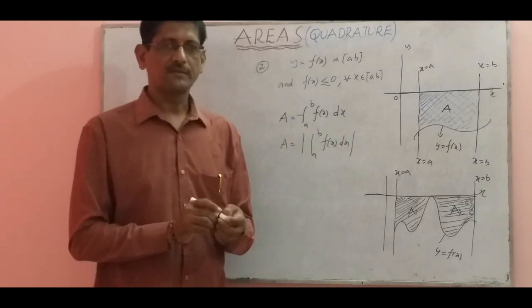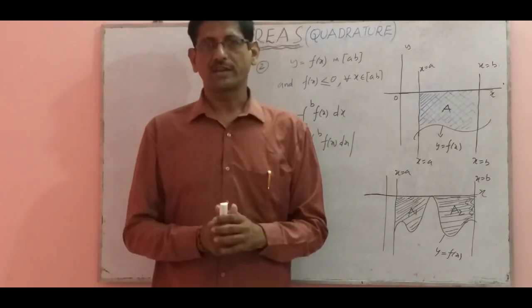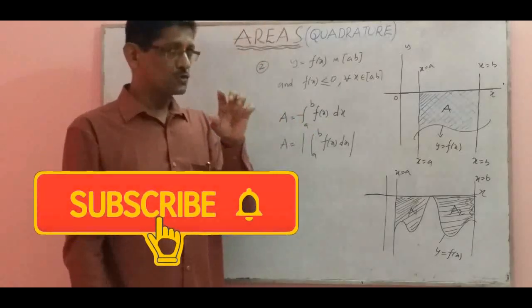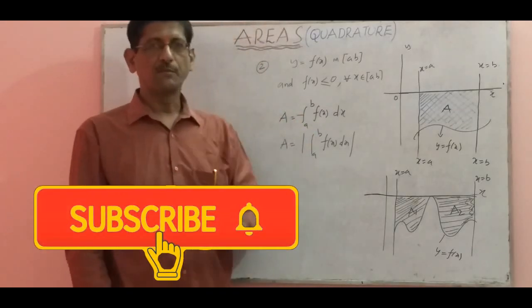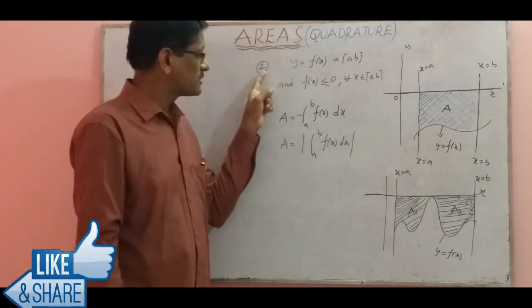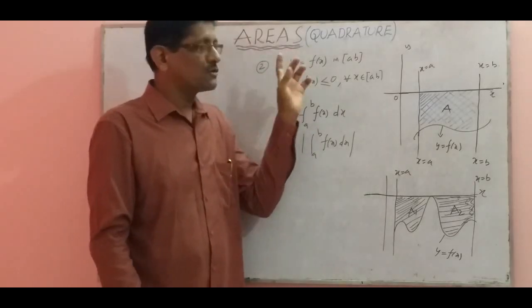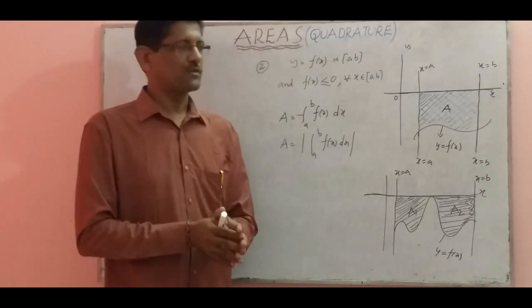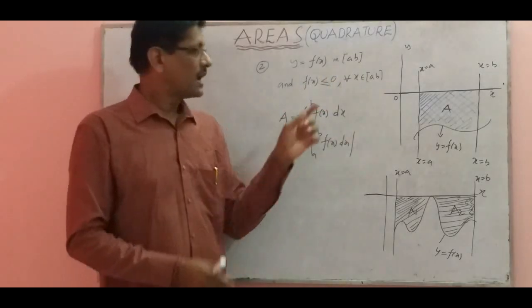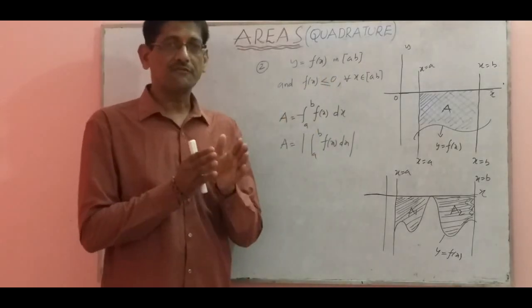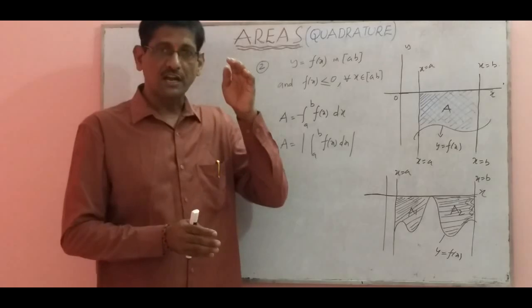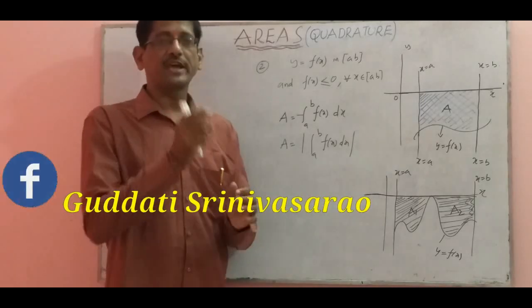Okay, repeat once again. The second point is very important. These two points are very important points. What is the second point? Y is equal to f of x be a continuous curve in the closed interval a comma b and f of x less than 0. F of x less than 0 means that the curve lies below the x-axis.